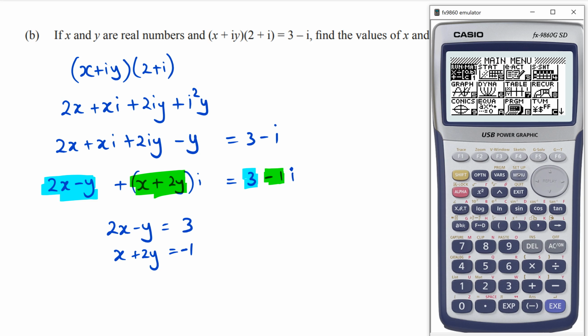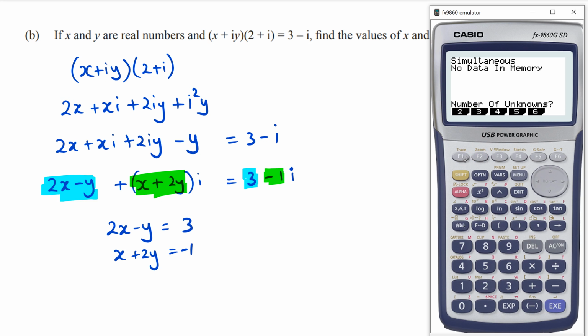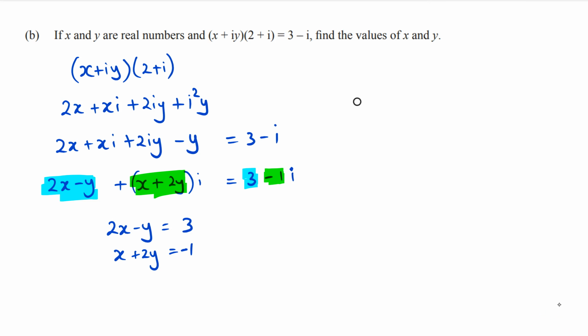So what do we do? Menu, go into equation, go into simultaneous. Number of unknowns is 2. So we've got 2, -1, 3. And we've got 1, 2, -1. And when we do this, we're going to get x equals 1 and y equals -1.